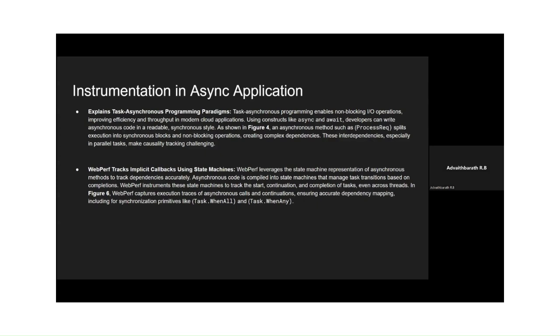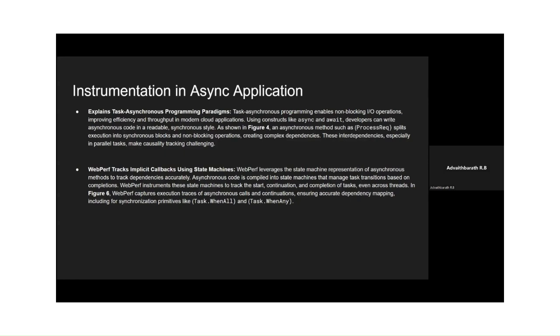WebPerf addresses this complexity by instrumenting the application state machine, a core component of asynchronous methods. The state machine manages task transitions, enabling WebPerf to capture the entire lifecycle of a task, including start, when the task is initiated; continuation, when a dependent operation triggers a task to resume after an asynchronous call; and completion, when the task finishes execution.